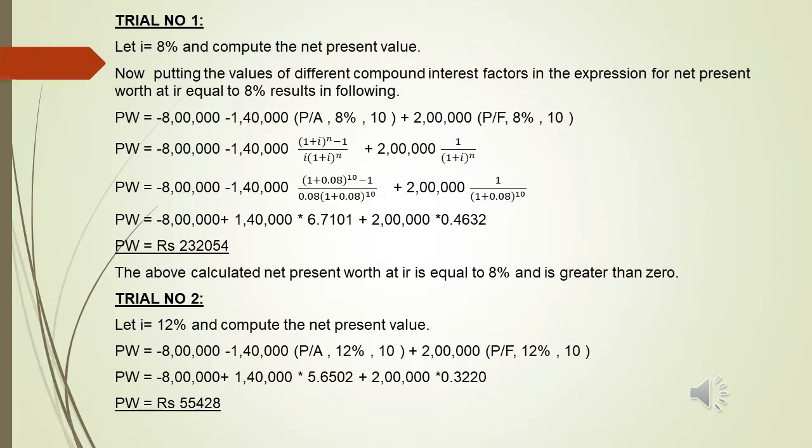Okay, I will take I equal to 12%. Here I am taking 12%, you can take anything, you can take 11, you can take any values. So I will substitute I value as 12% in the same equation, and I will get PW as 54,428. Okay, even that is positive. Let that be. Next, you will try with the third trial.